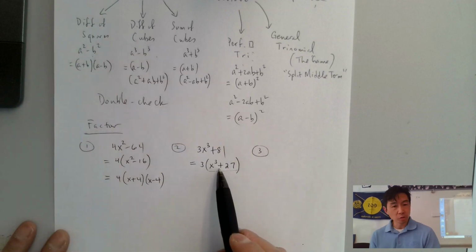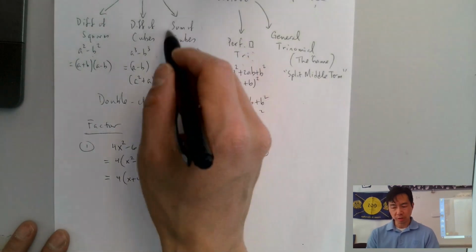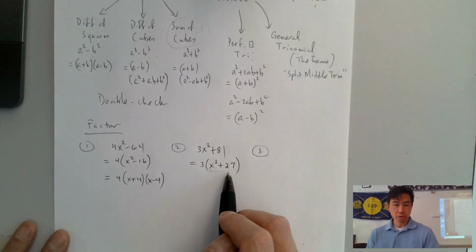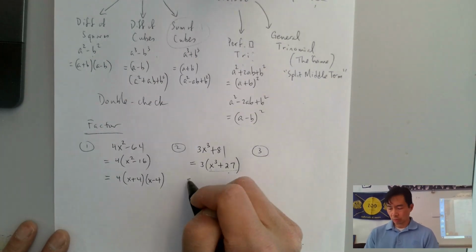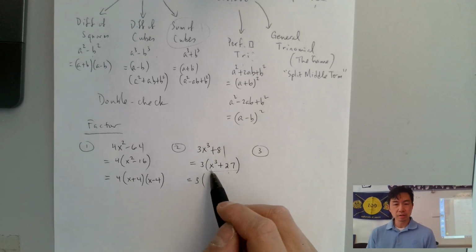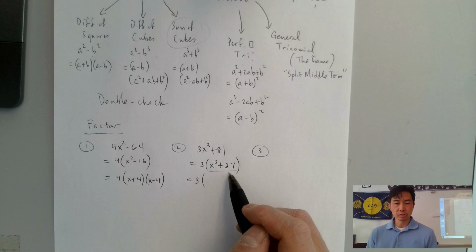Well, it's not a difference because there's a plus. So the only possibility is that it's a sum of cubes. That's a cube. 27 is also a cube, so it is a sum of cubes. Now identify A and B. A is x, and B is 3.